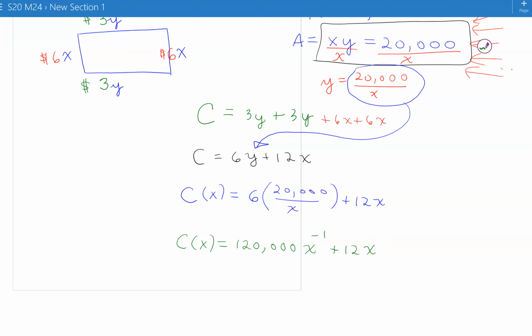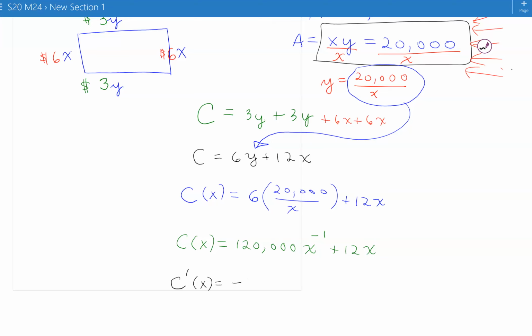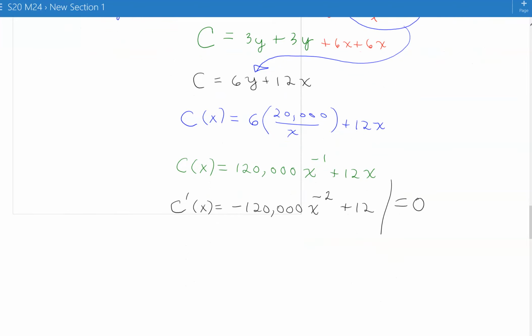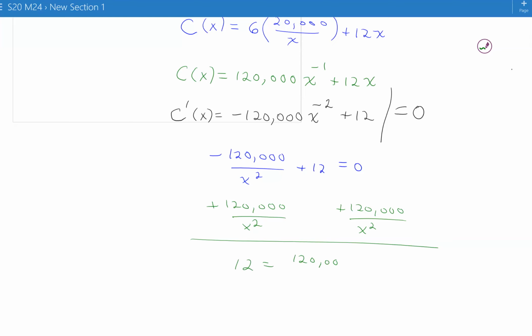So whatever you're trying to minimize or maximize, that's what you're going to find the derivative of. So c prime of x equals negative 120,000 x to the negative 2 plus 12, and I'm going to set that equal to 0. So I'm going to write this without negative exponent. And then I'm going to add 120,000 over x squared to both sides. So that'll give me 12 equals 120,000 over x squared.